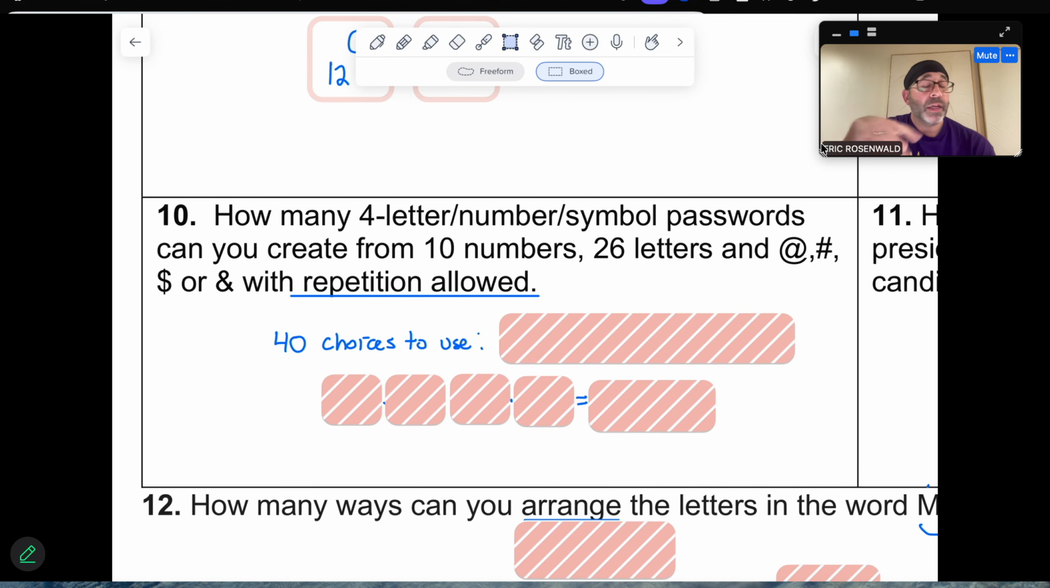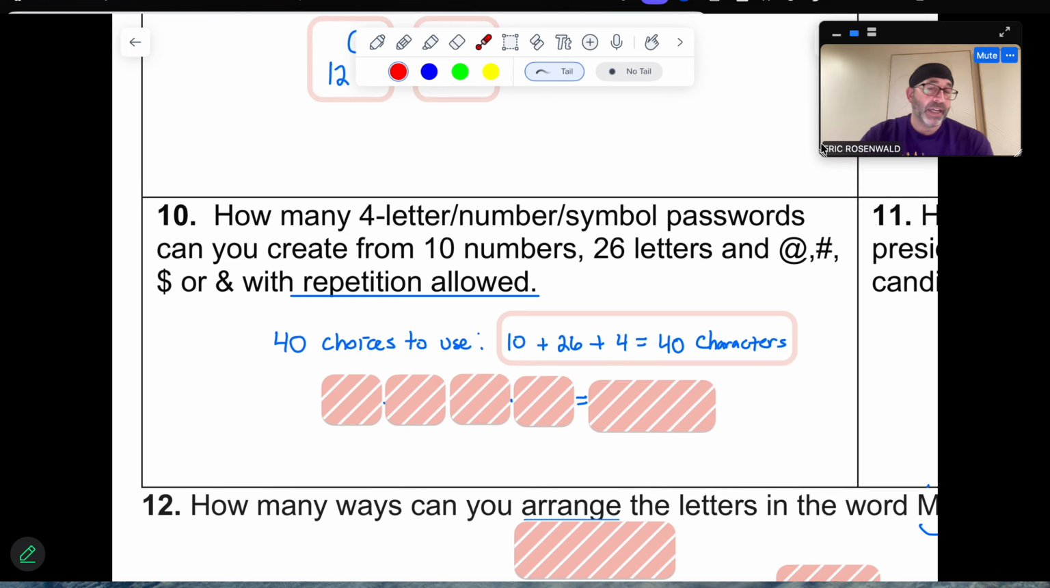That's why. There's 26 letters. And when you look at the characters, there are 1, 2, 3, 4 characters that we could choose from. So there's a total of 40 things that I can actually choose to use for my password. And it's going to be a 4-digit password.